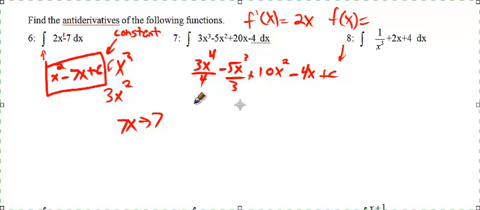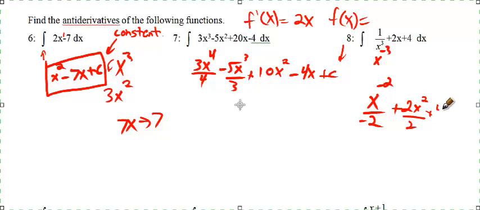Now, the problem is not all of these are going to be polynomials. Some of them are going to be rationals, like this one here. The trick for this particular one is to write x to the negative 3. Now it looks more like a polynomial. So it's going to be x to the, add 1 to it, negative 2, divided by negative 2, plus 2x to the second divided by 2, plus 4x, plus c. And if you want to clear all this up, you can have negative 1 over 2x squared plus x squared plus 4x plus c.